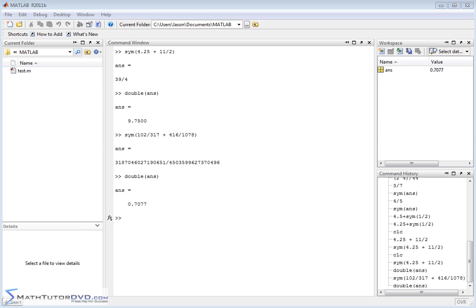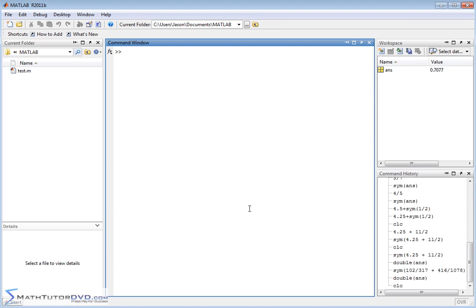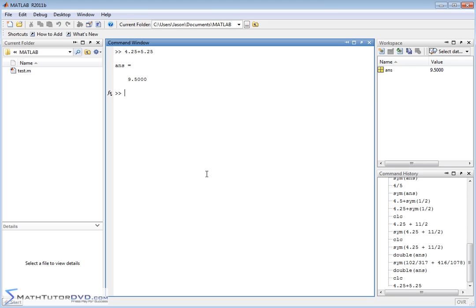All right? Now I want to show you one more thing before we close. Let me clear the screen. Let's do the calculation 4.25 plus, let's say 5.75, right? Something that we all know we can do. Actually, let's change it from 7. Let's go to 5.25 like this. Okay, we all know that we're going to get 9.5 as an answer.